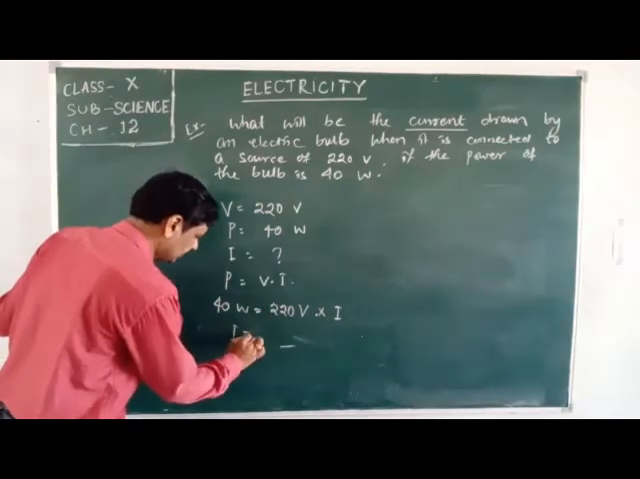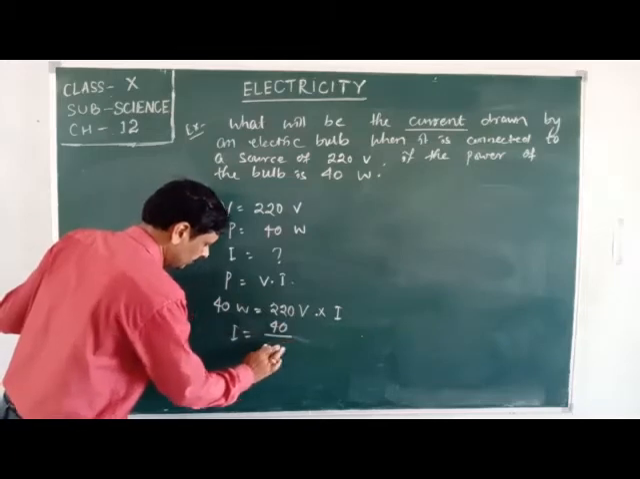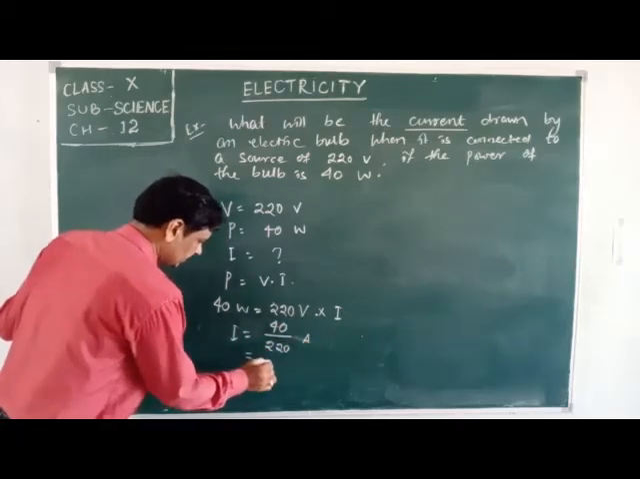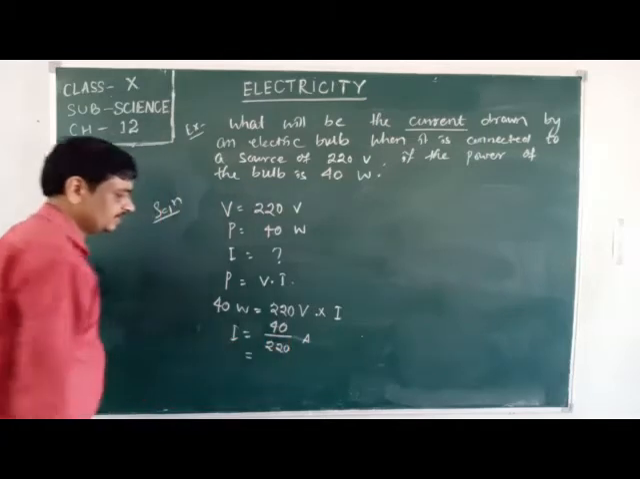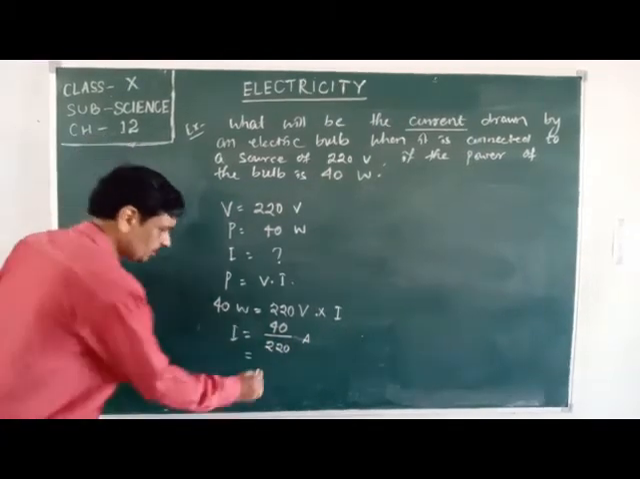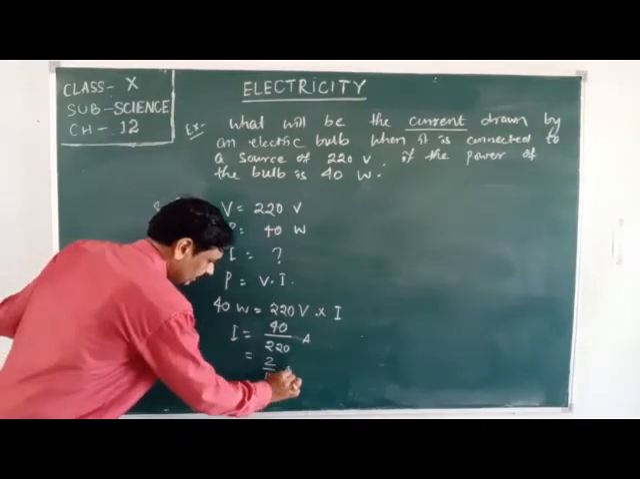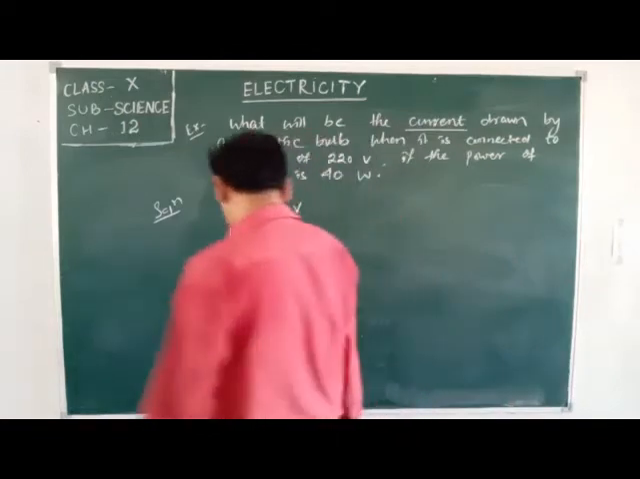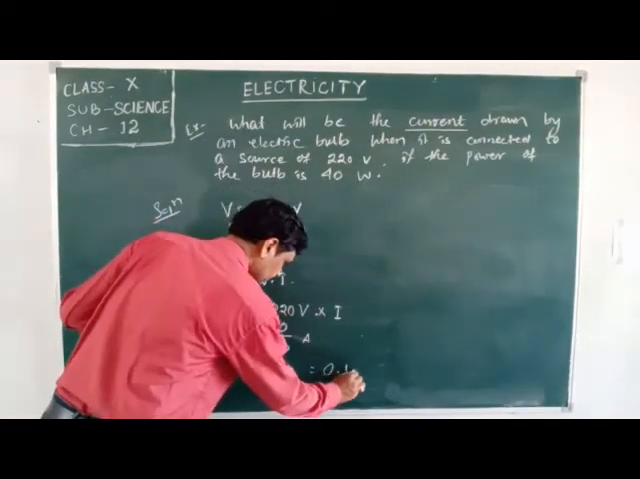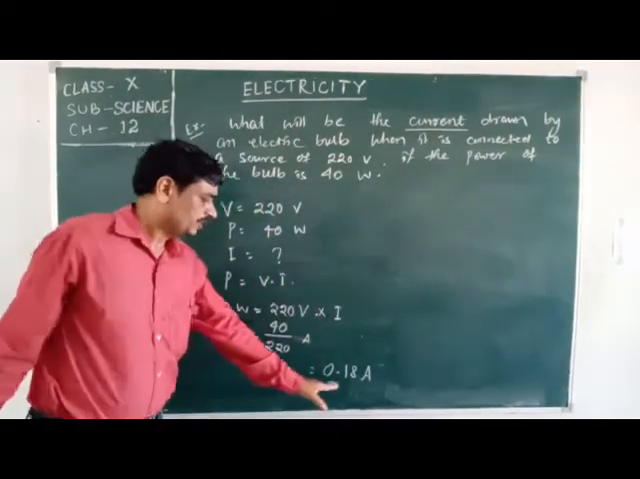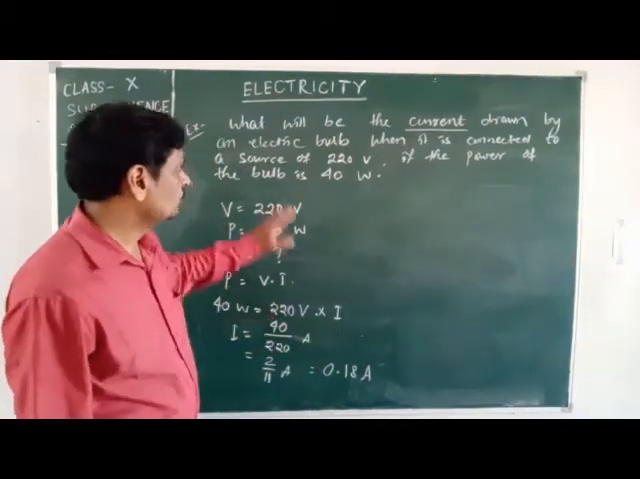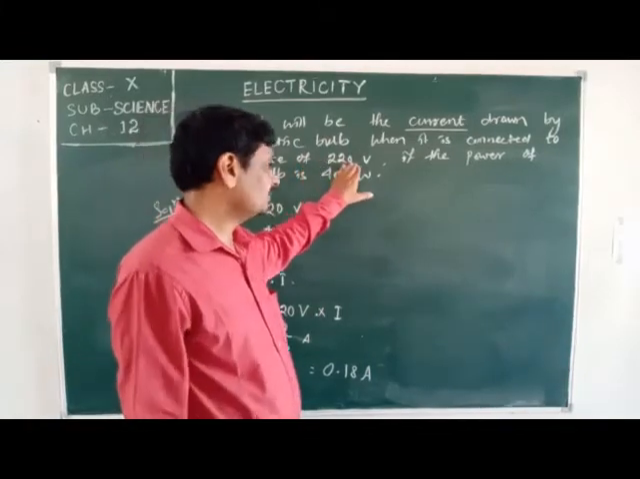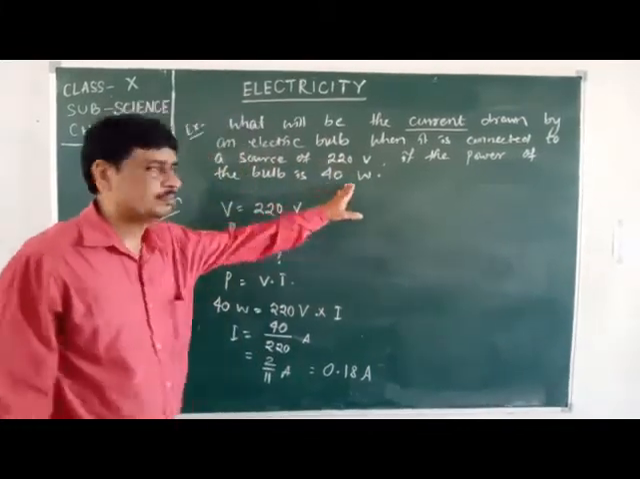Here I is equal to 40 by 220 ampere. We cancel the zeros. Now we cancel 4, and 22 becomes 11, so it is 2 by 11 ampere. And this is equal to 0.18 ampere. 0.18 ampere current will flow through this bulb when the electric bulb is connected with a source of 220 volt, having power 40 watt.